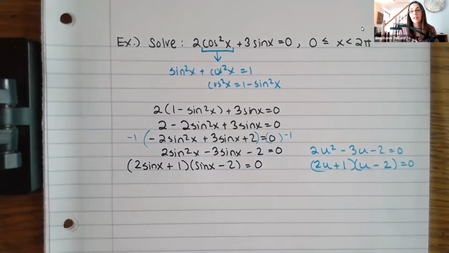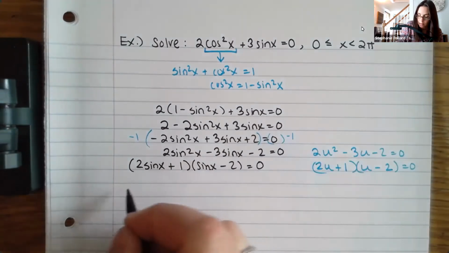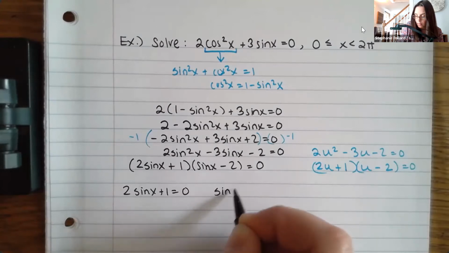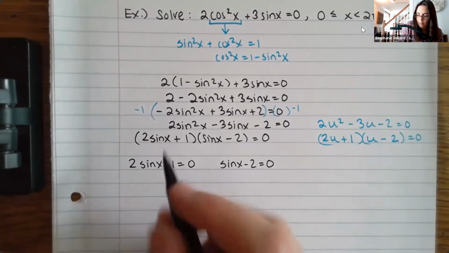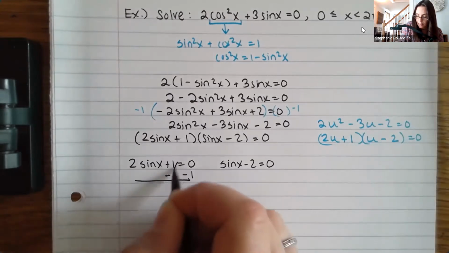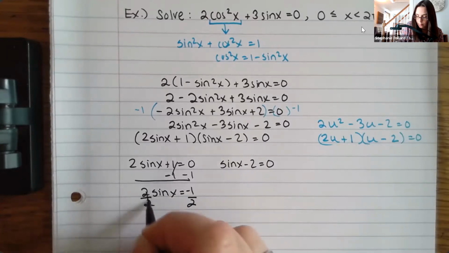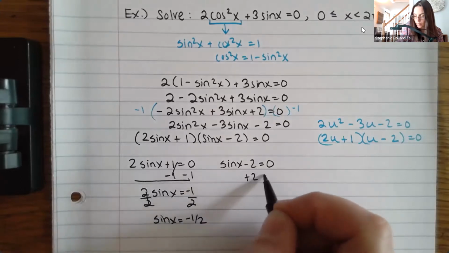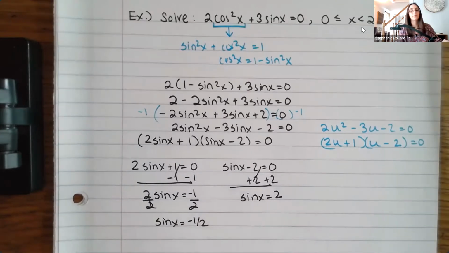All right, now I have something factored. I'm going to set each factor equal to 0 and solve. Again, remember when we're factoring, we do need that right side equals 0. So 2 sine x plus 1 equals 0. Sine x minus 2 equals 0. I'm going to get the sine x's by themselves. So I'm going to subtract 1 here. And then I'm going to go ahead and divide by 2. Here, I'm just going to add 2 to both sides, and I have sine x is equal to 2.